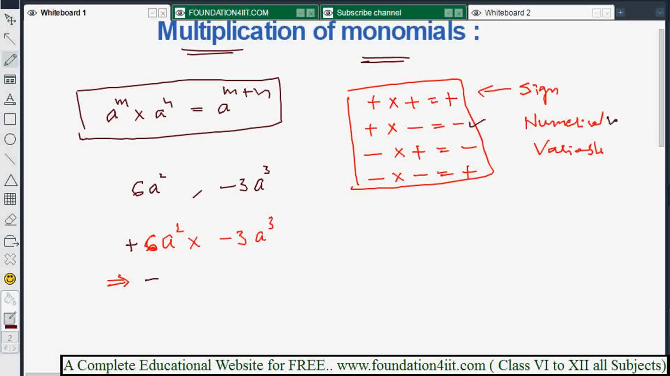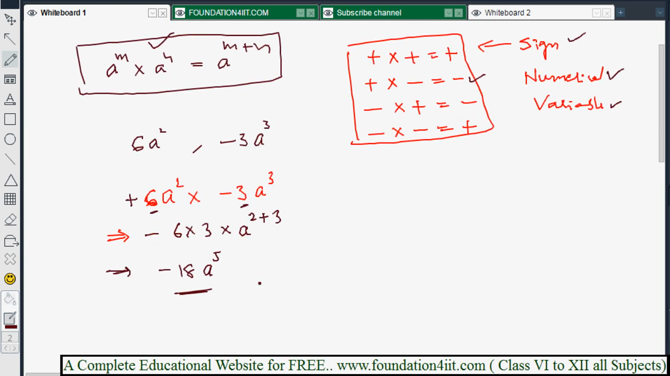Next is numerical. After sign is finished, then numerical, the constant. Here the numbers are 6 and 3. Now 6 into 3, we need to multiply. Next is variable: a square and a cube. Apply the formula a to the power m into a to the power n is a to the power m plus n. So a to the power 2 plus 3; powers you need to add. Now simplify everything. Minus 6 threes are 18, a to the power 5. Okay, minus 18a to the power 5 is the product of 6a square and minus 3a cube. So this way I can multiply.